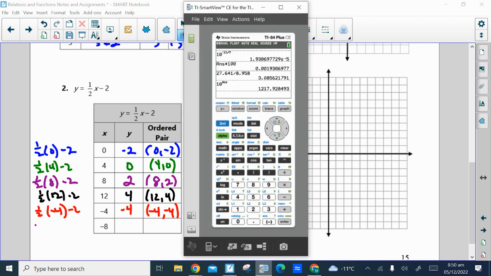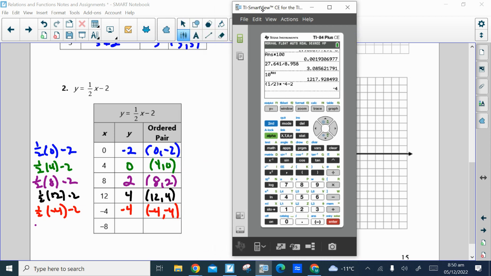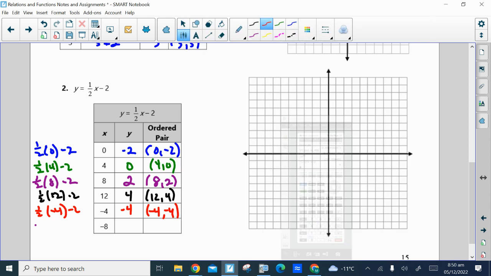Now, you can do these on your calculator as well. So I can go 1 over 2 for a half, times negative 4, subtract 2, and that gives you the same answer. You can always use your calculator to help you get some of these y values or to check the values that you did get. The last one we have here is when x is negative 8. Half of negative 8 is negative 4. Take away 2 is negative 6. So this is the point negative 8, comma, negative 6.